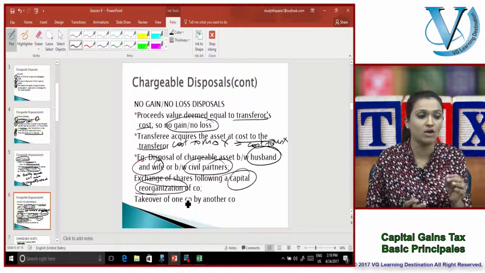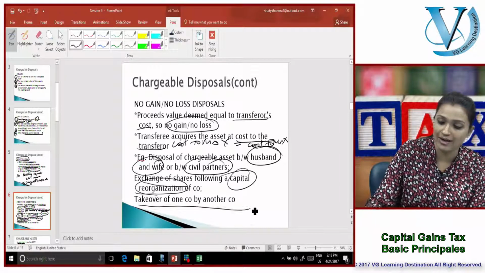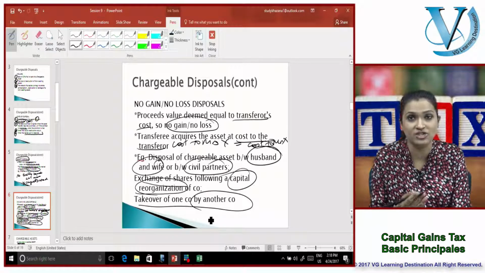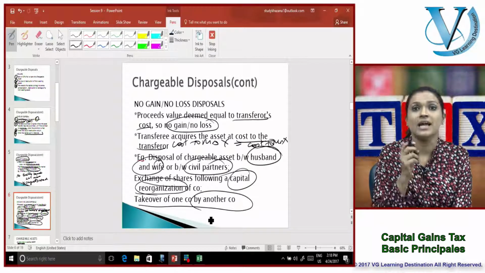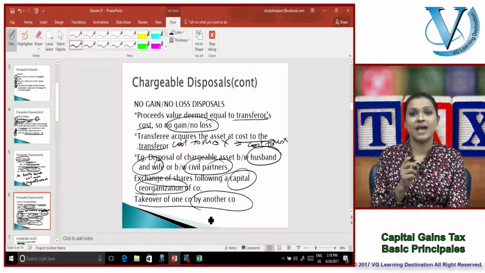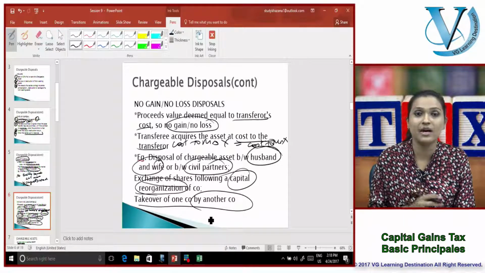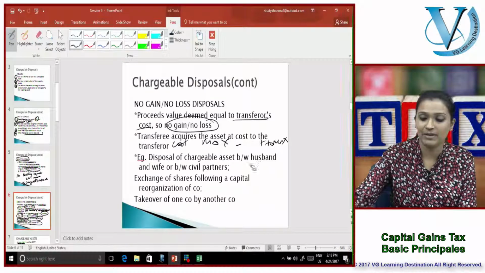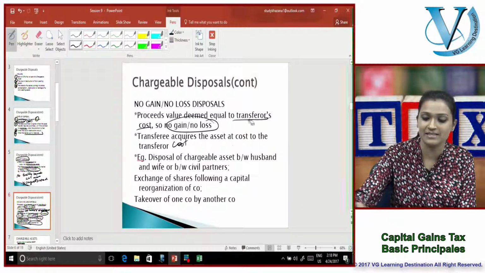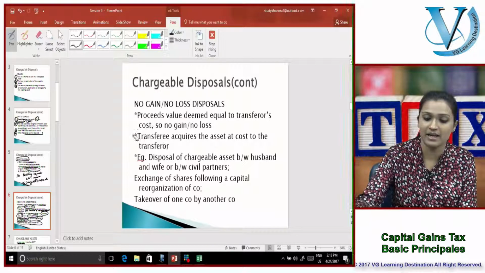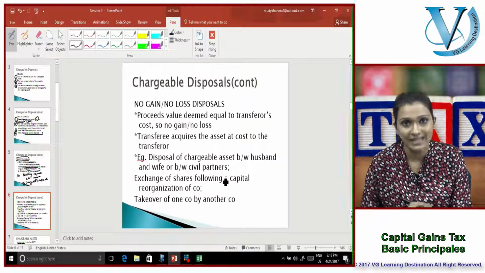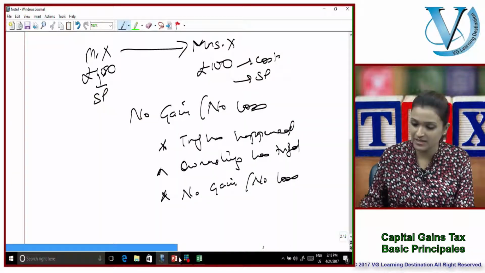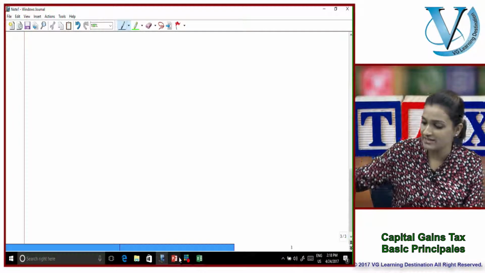Also no gain, no loss when there is a takeover of one company by another company. Why? Because only the ownership is changing. There is no physical gain or loss on the shares happening here, only a notional change in the ownership of the asset. So under all of these circumstances, we make a no gain, no loss disposal. Now that we know what is a chargeable disposal, let's quickly revise this.